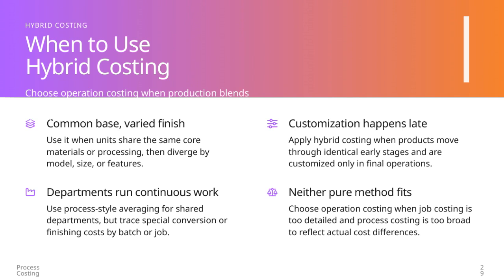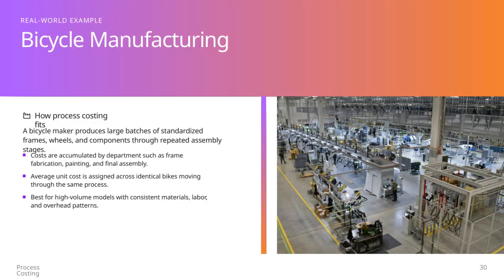Process costing is a method used to determine the cost of producing large batches of similar products. For example, a bicycle manufacturer creates standardized frames, wheels, and other components through repeated assembly stages. In this system, costs are accumulated by department, such as frame fabrication, painting, and final assembly, rather than by individual units.